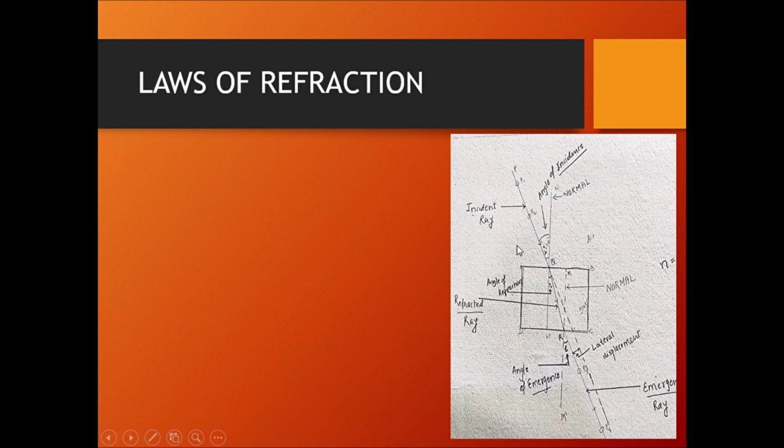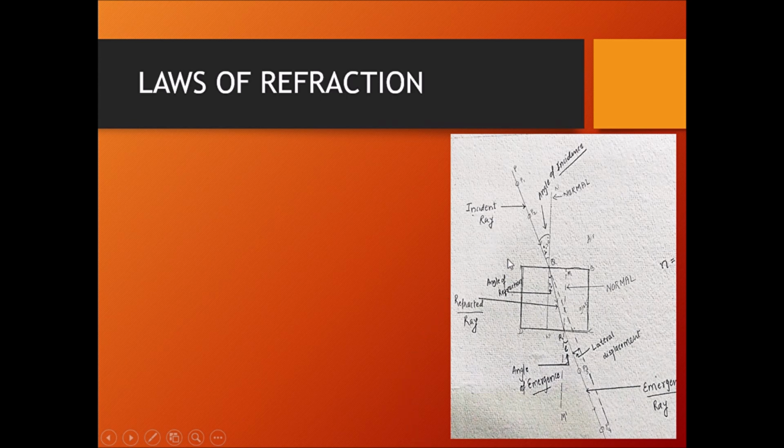It's very important to understand the rays' names and the angles' names. This is the incident ray, but the angle is called the angle of incidence, made between the normal and the incident ray. This is the refracted ray, but the angle is called the angle of refraction, which is made between the refracted ray and the normal. The emergent ray and the normal make an angle called the angle of emergence. Those terminologies are very important.